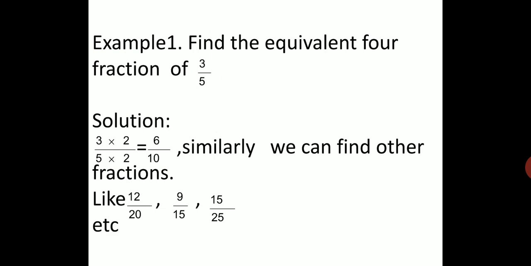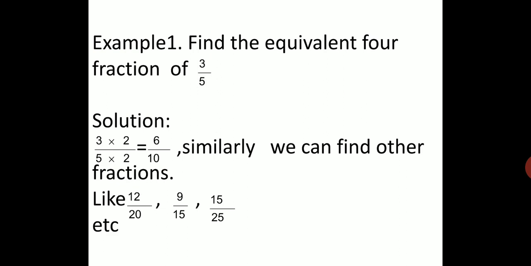You can see the example on the screen. 3 by 5, when I multiply both the numbers with 2, the answer comes 6 by 10. So 6 by 10 is one equivalent fraction of 3 by 5. Similarly, we can find other fractions also. If instead of 2, I multiply with 3, so what is the answer? 3 into 3 is 9, and here 5 into 3 is 15. So you can see 9 by 15 is also one equivalent fraction.